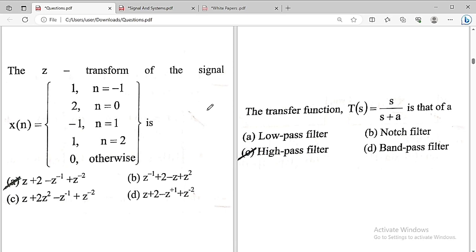If you see clearly, this is a finite amplitude, finite time domain signal. It has a finite amplitude and is present only for a finite duration. Its value is 1 for n = -1, 2 for n = 0, -1 for n = 1, 1 for n = 2, and 0 otherwise. For this discrete time signal, we need to figure out the z transform. Of the 4 options, option A, z + 2 - z^(-1) + z^(-2), is the correct solution. So let's solve this numerical.